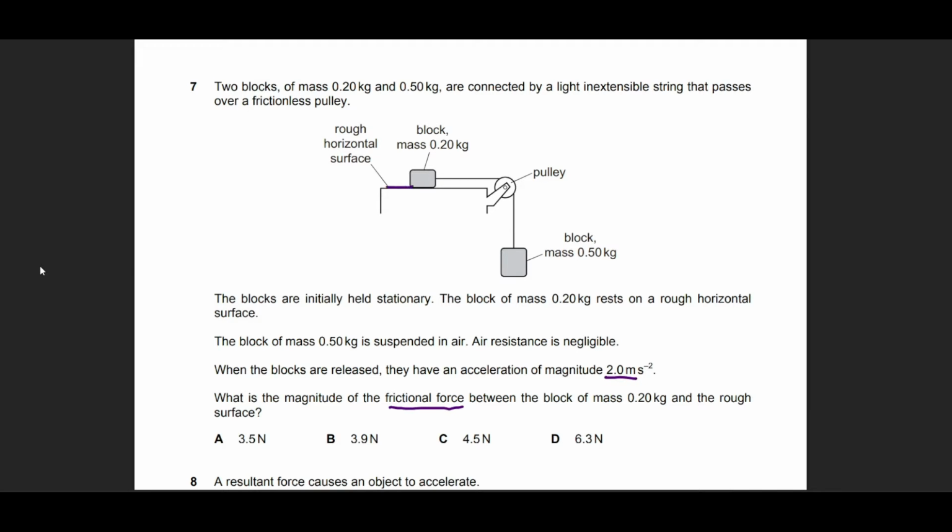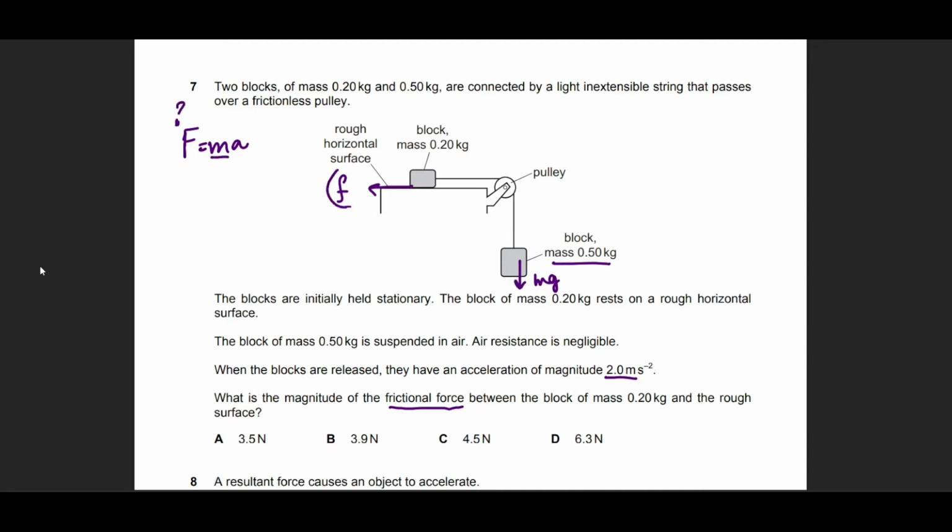The friction is only going to be applied in this region because a solid block is in contact with another solid surface. This block, 0.5, is not in contact with anything. In fact, it is only under the influence of gravity, which is mg. Now, according to Newton's second law, the resultant force is going to produce an acceleration in a fixed mass system. Where is the resultant force, right?